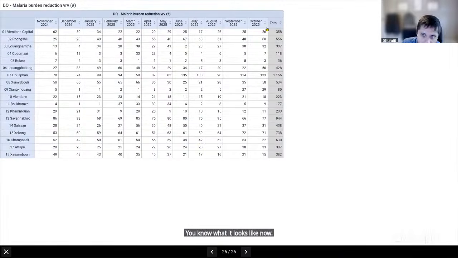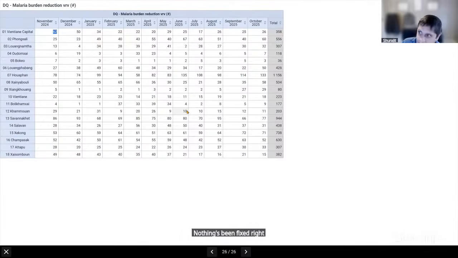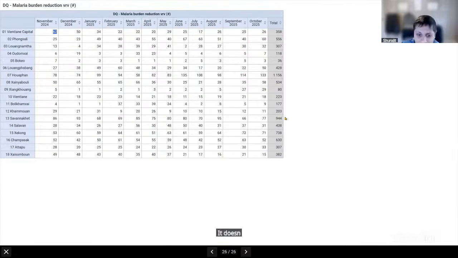Now, I'm already in November of this year. And I can see for November, I still have 62 validation rule violations. Obviously, nothing has been done. Nothing's been fixed. We want to see these values decrease. Doesn't mean they have to be zero. There are some instances where the data that's in there is completely acceptable, even though it's being flagged. It doesn't mean that something's incorrect.